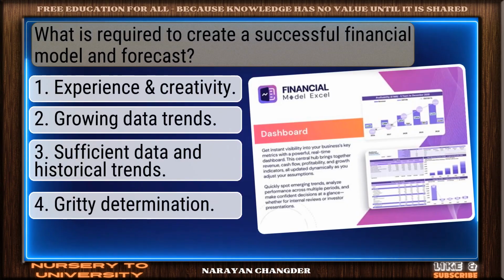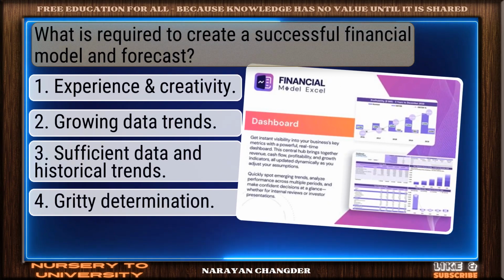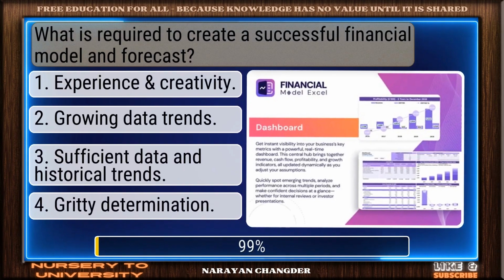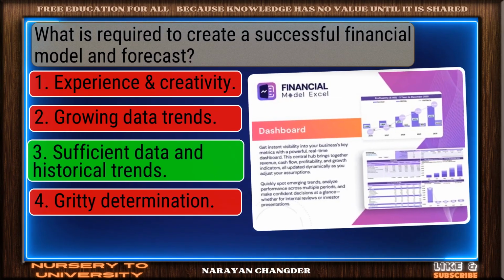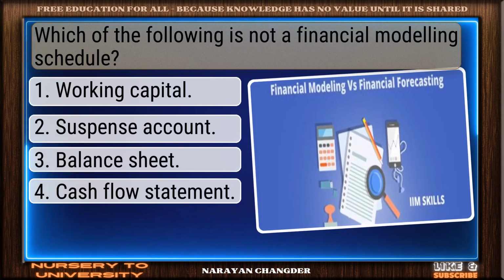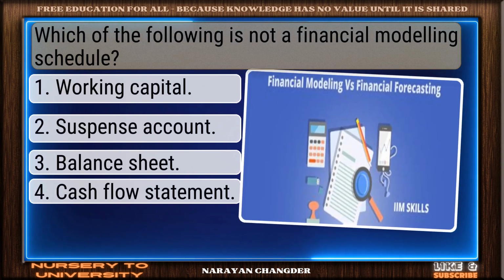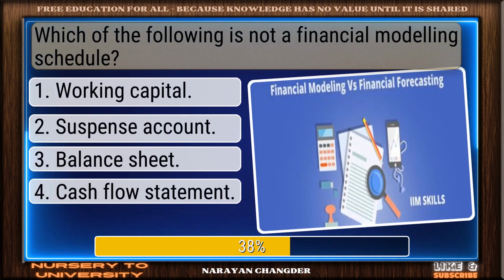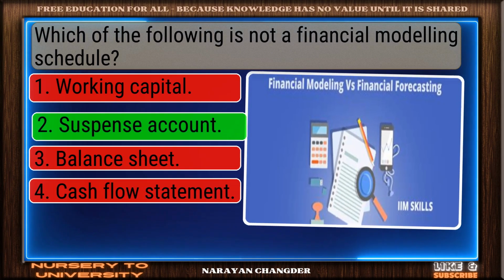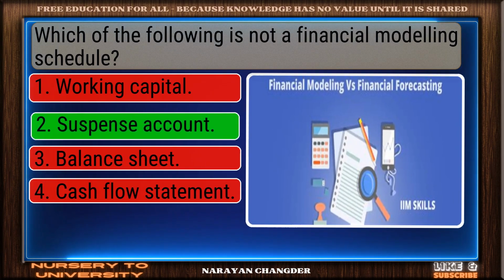What is required to create a successful financial model and forecast? Sharp thinking. Sufficient data and historical trends is the right choice. Which of the following is not a financial modeling schedule? Exactly. Suspense account makes sense and it is the right choice.